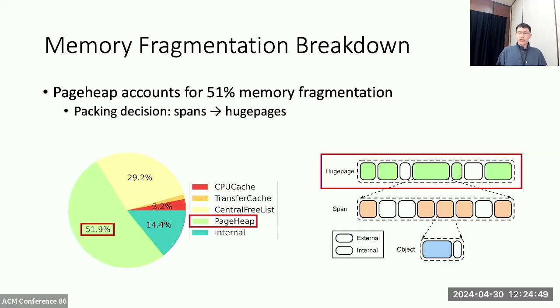The figure on the right shows the memory organization of TC-Malloc. Objects of fixed size classes are packed into spans, and spans of various sizes are packed into huge pages. Since a huge page can only be fully released to the operating system when all its spans are free, now we'll take a closer look at when spans will become free.